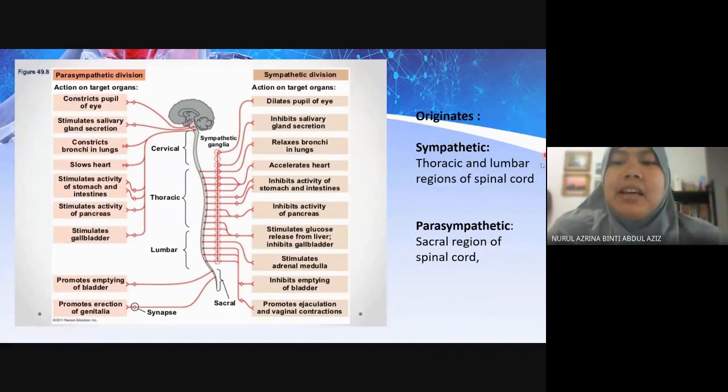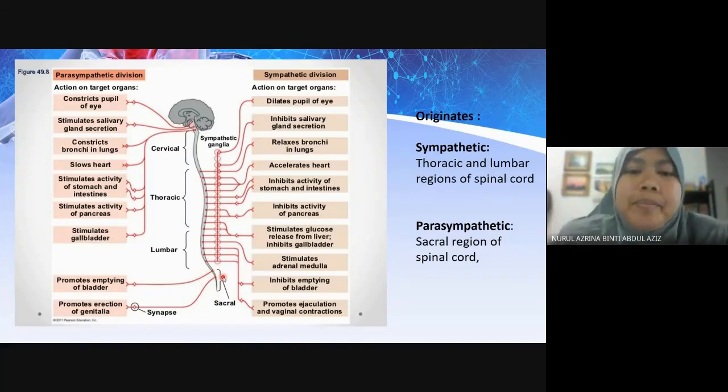Okay, as for the parasympathetic division, it originates mostly from the sacral region of the spinal cord. So mostly yang untuk parasympathetic, it originates mainly from the sacral area. So sacral ni dekat tulang tongking, tulang pinggul tu ke bawah tu.